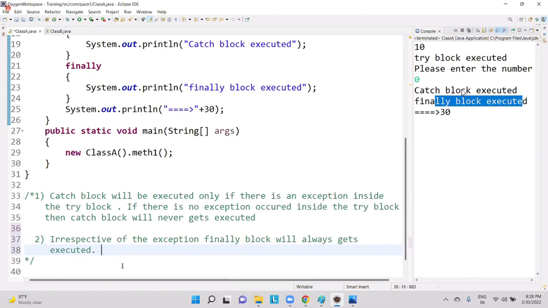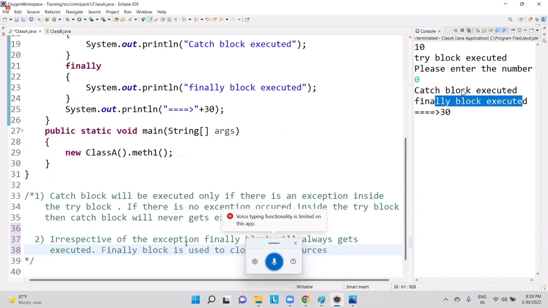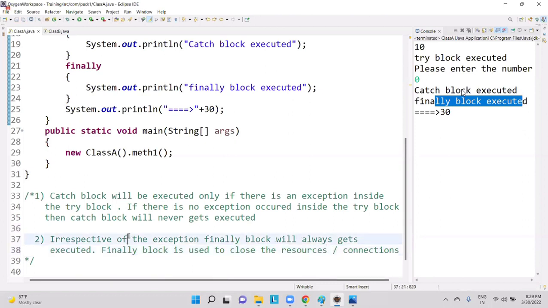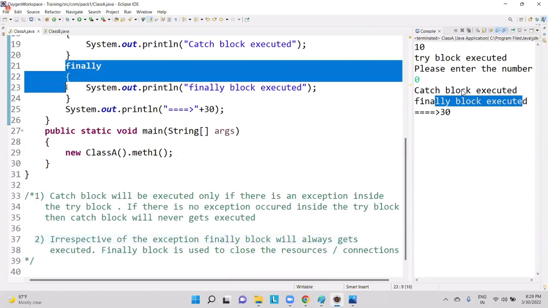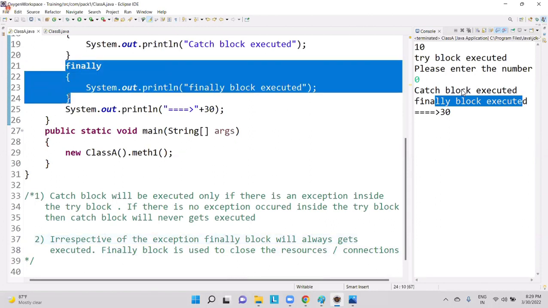Okay. Finally block is used to close the resources or connections. Okay, guys, it is used to close the resources or connections. You will be understanding more about the use of this finally block in your JDBC, that is Java Database Connectivity.